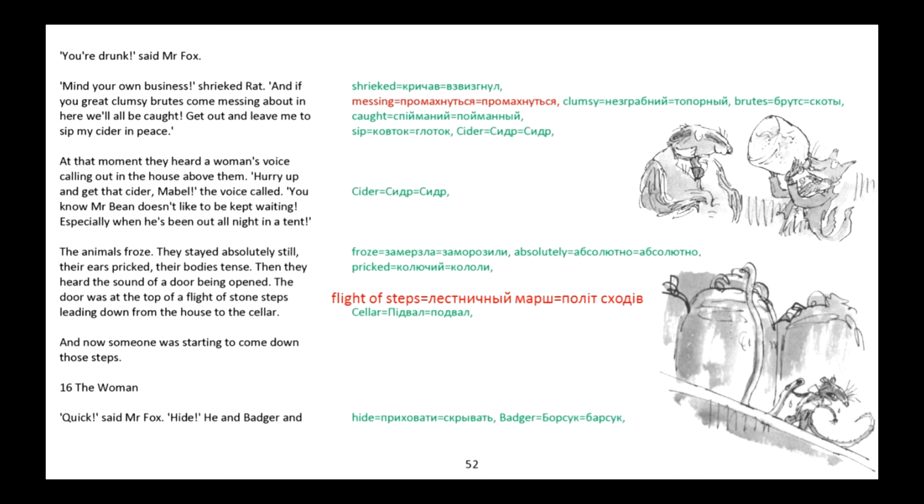At that moment, they heard a woman's voice calling out in the house above them. "Hurry up and get that cider, Mabel," the voice called. "You know Mr. Bean doesn't like to be kept waiting, especially when he's been out all night in a tent." The animals froze. They stayed absolutely still, their ears pricked, their bodies tense. Then they heard the sound of a door being opened. The door was at the top of a flight of stone steps, leading down from the house to the cellar.